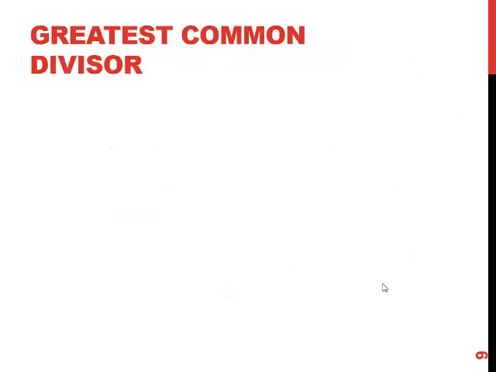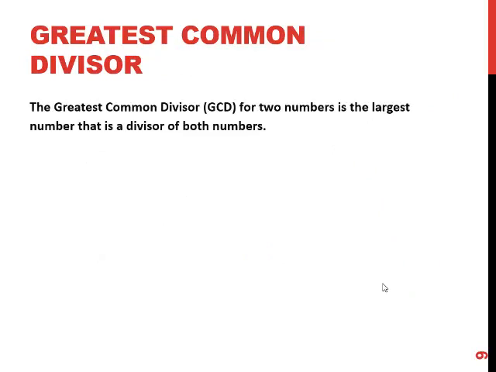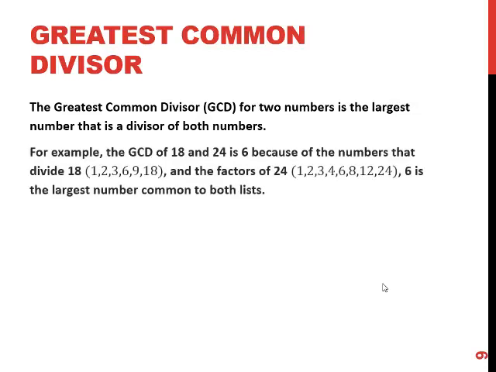Our next idea that we're going to work on is that of the greatest common divisor. The greatest common divisor, or the GCD, of two numbers is the largest number that is a divisor of both numbers. For example, if we look at the GCD of 18 and 24, we're looking for the largest number that is a factor of each of these two, that is a divisor of each of these two numbers.